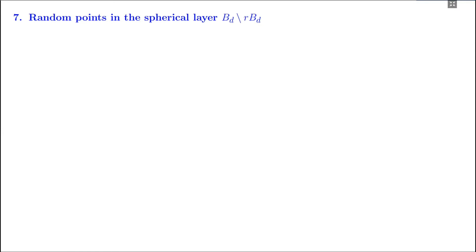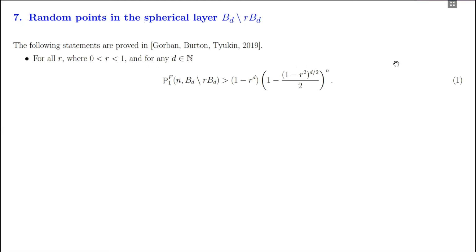Estimates for the probability and for the number of points that can be Fisher or linearly separable are obtained in several papers of these authors. In particular, for random points in the spherical layer, B_d minus r times B_d, so in the skin of the orange, the following results were obtained. The following lower bound for the probability that one point in the random set of points in the spherical layer is Fisher-separable from all other points.